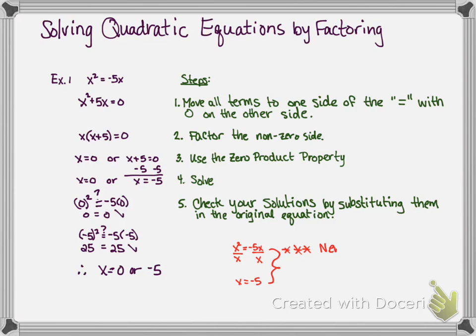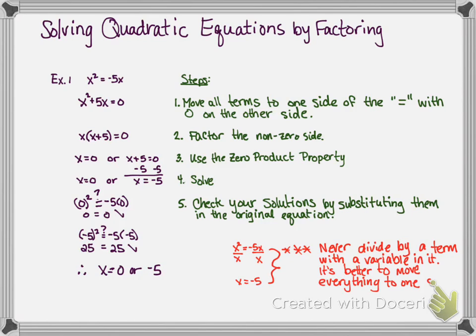It's always, always, always better to not divide by an x, but rather to factor it. Move everything to one side and factor it. Mathematically, we just saw that x could equal 0, and if you're dividing both sides by x, then it's like you have 0 in the denominator of a fraction. Can't do that. So just move everything to one side and factor it.